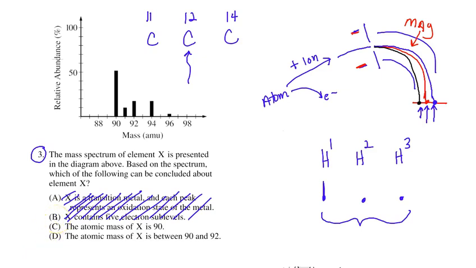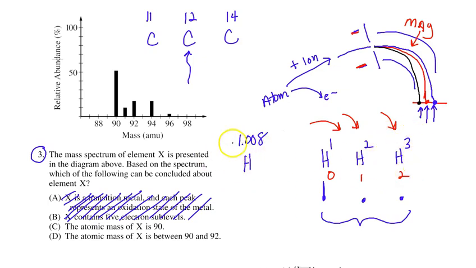Now, the question says, based on the spectrum, which of the following can be concluded about element X? Now they're saying the atomic mass is 90, or the atomic mass is between 90 and 92. When we look up the masses on our periodic table, for example, hydrogen has an atomic mass of 1.008. Yet we know that we could get all three of these, different forms of the same type of element called isotopes, different number of neutrons with the same proton number. Hydrogen having 0 neutrons, this having 1 neutron, this having 2 neutrons. And this is the radioactive form called tritium.